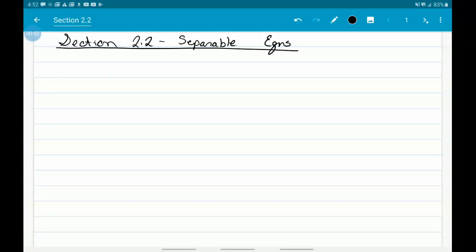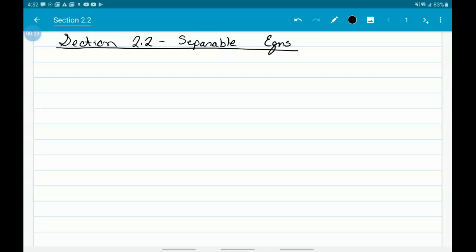So in section 2.2, we're going to talk about differential equations that are separable. And what that means is, if we're talking about equations that are written in terms of x's and y's or dy over dx, we can get all the x stuff on one side and all the y stuff on the other side, and then we can integrate each side of the equation.